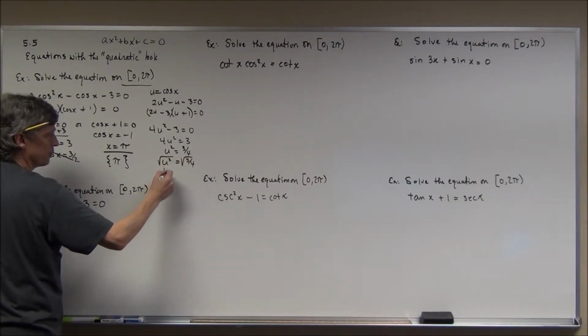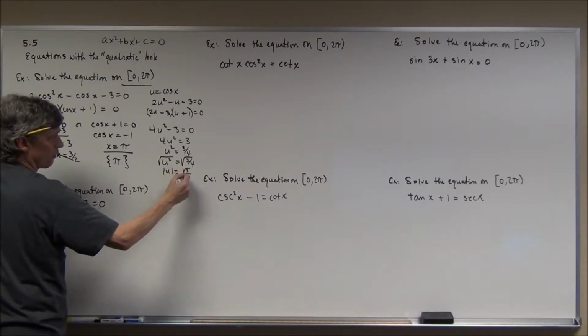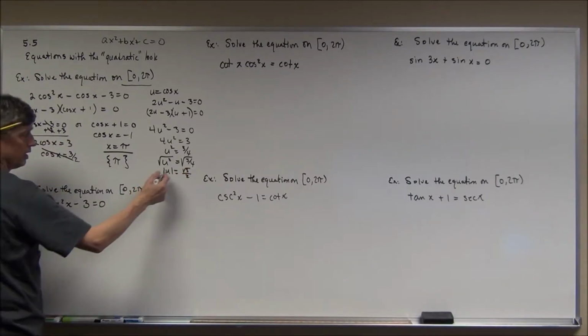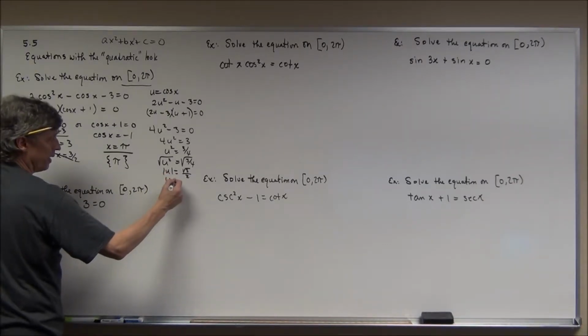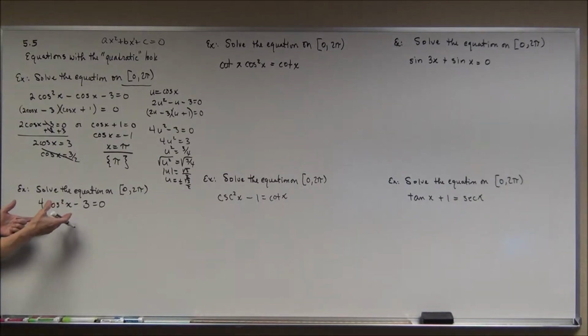So that would give me the absolute value of u is equal to the square root of 3 over 2, because you can take the square root of 4, drop the absolute values around the u, and you get plus or minus. That's exactly how I'm going to approach this problem. I'm going to add 3 to both sides.